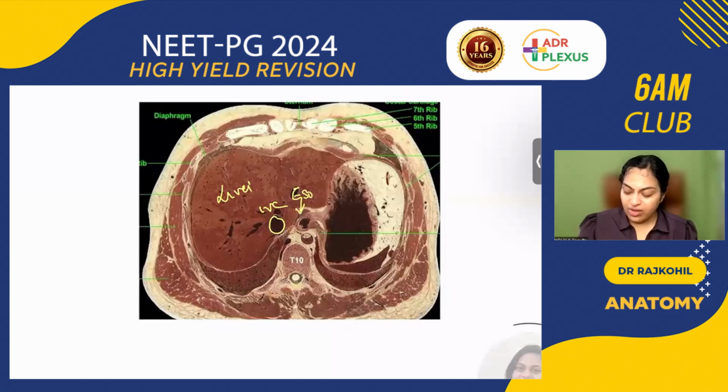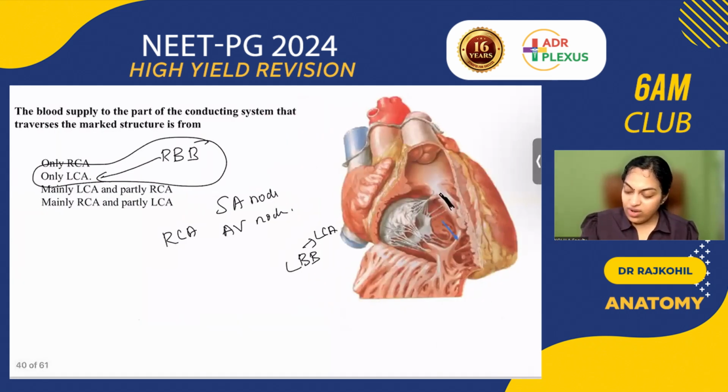Membranous part of the interventricular septum. Yes, what does it transmit? It will be the left bundle branch. The left bundle branch will be supplied by the left coronary artery. Okay, doctor?